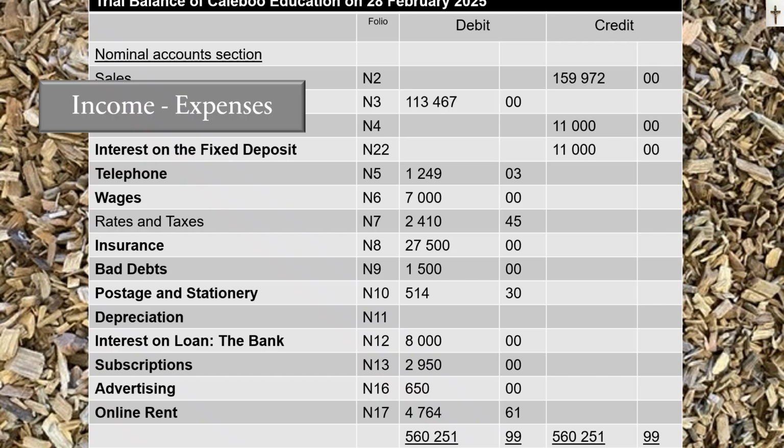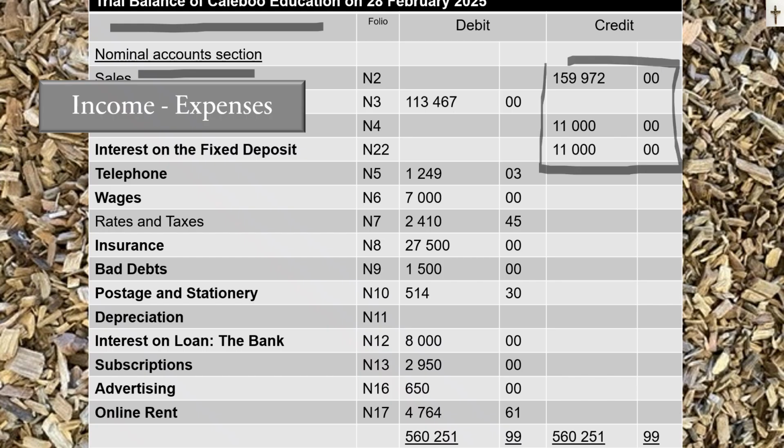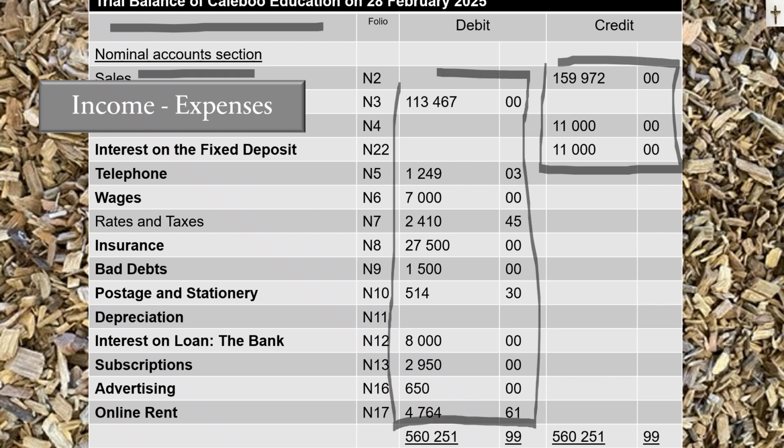Now what you're given in front of you is the trial balance of Calibre Education on the last day of February, and this is just an extract, a part of the trial balance. You're given the information you need, the nominal accounts section. So you're given the income accounts and all the expense accounts. Because how do we calculate profit? Income minus expenses. Expenses always have a debit balance. Income always has a credit balance.